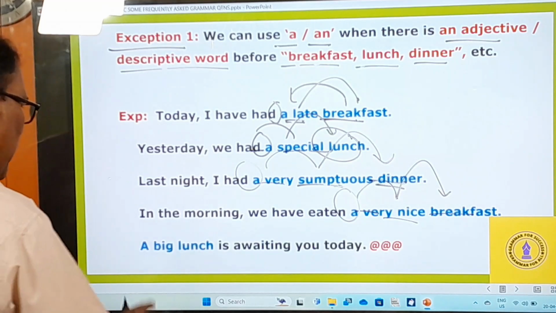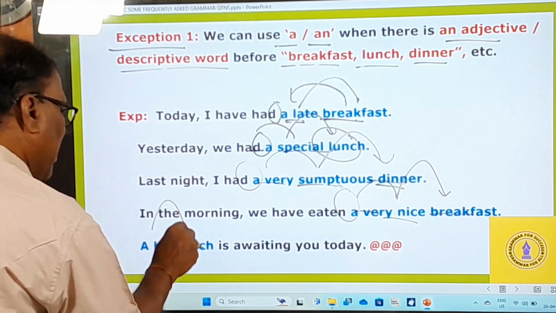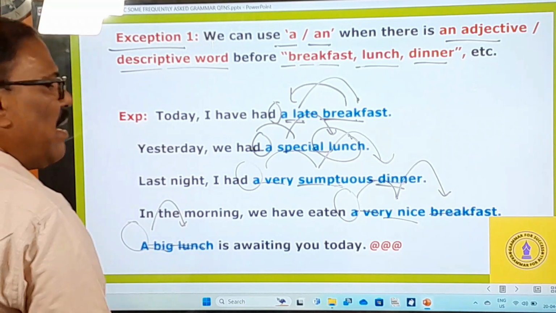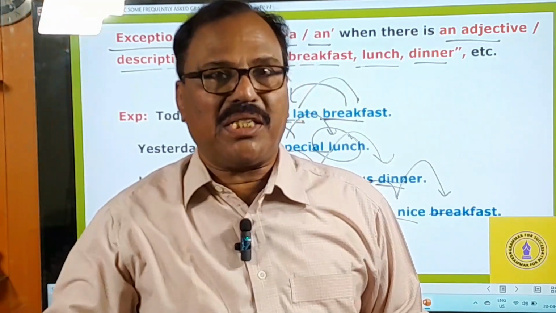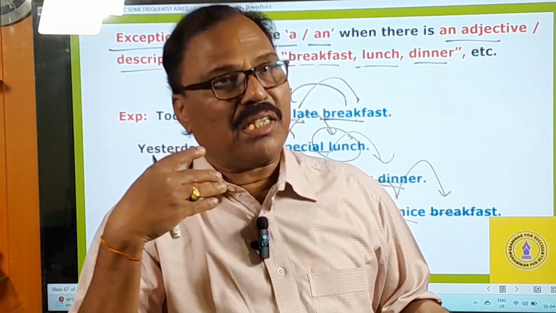And one more example is there. A big lunch is awaiting you today. A big lunch. What kind of lunch? Big lunch. So here this adjective is there, and therefore we have to use a. So in this way, whenever before the names of meals there is any adjective, you can use either a or an according to the context.